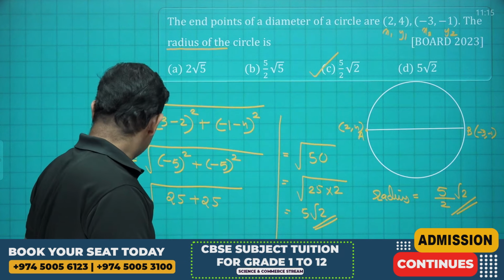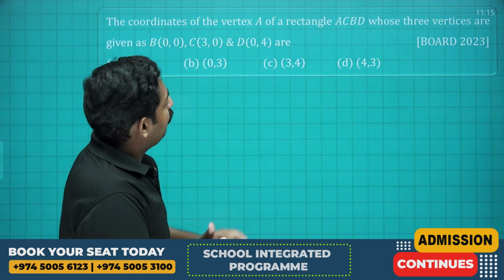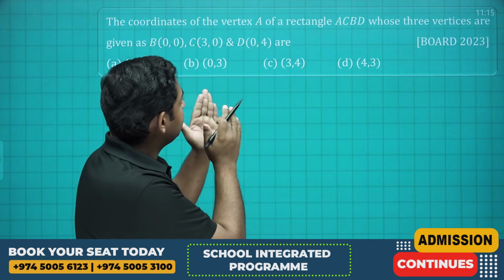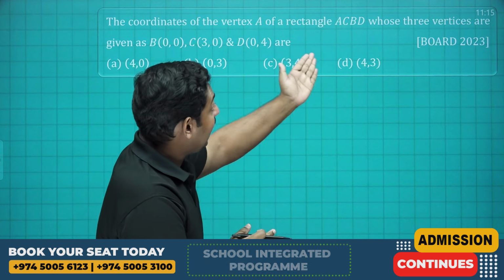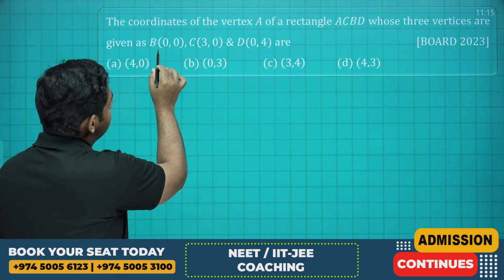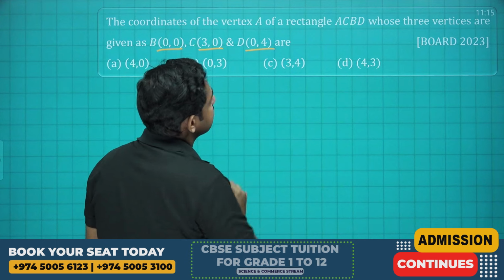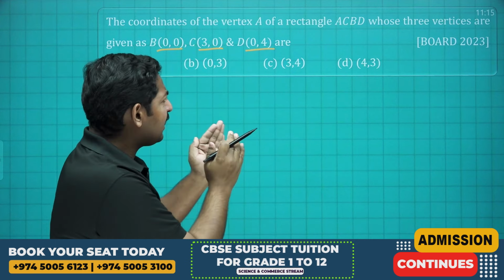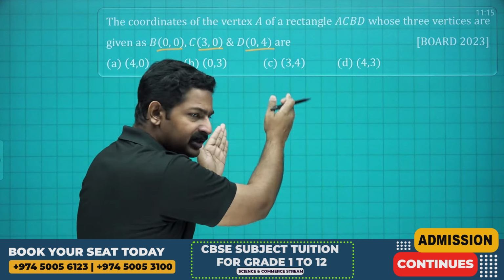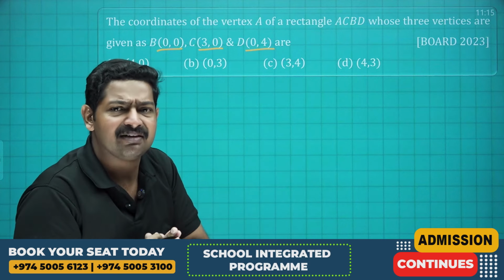Okay, moving to the next one. The coordinate of the vertex A of a rectangle. We need to find the coordinate of vertex A of the rectangle ACBD, whose 3 vertices are given. The 3 vertices are B (0, 0), C (3, 0) and D (0, 4). If you draw a rough figure using the x-axis and the y-axis, and denote the coordinates, you can easily get the value here.